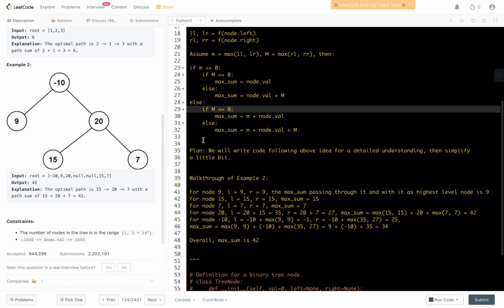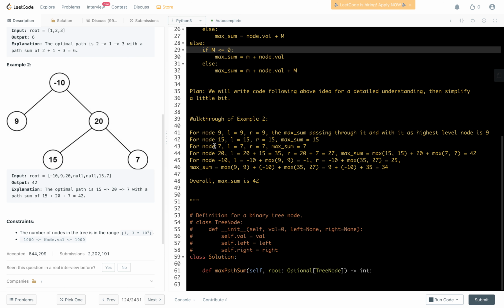So our plan will be the following. We are going to write the code following the above idea verbosely for a detailed understanding, and then we simplify a little bit. Actually the code can be further simplified, but if we write it in a verbose way, it helps to digest the idea. Before we write the code, I guess a walkthrough might be helpful. So here I'm going to use example 2, because example 1 is sort of simpler.